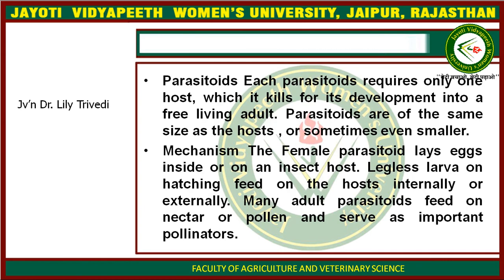Parasitoid. Each parasitoid requires only one host, which it kills for its development into a free living adult. Parasitoids are of the same size as the host or even sometimes smaller. Mechanism. The female parasitoid lays eggs inside or on an insect host. Legless larvae on hatching feed on the host internally or externally. Many adult parasitoids feed on nectar or pollen and serve as important pollinators.